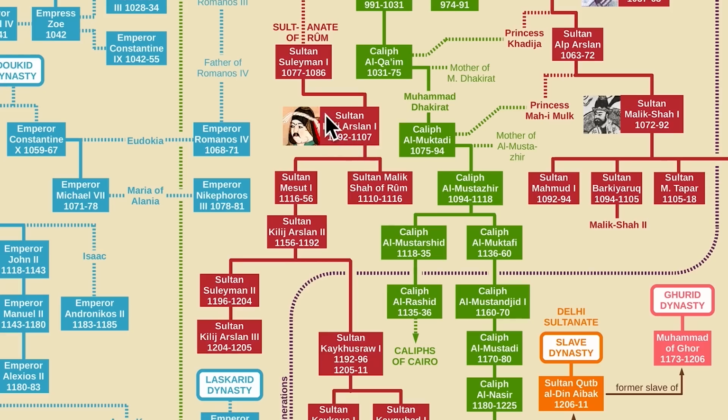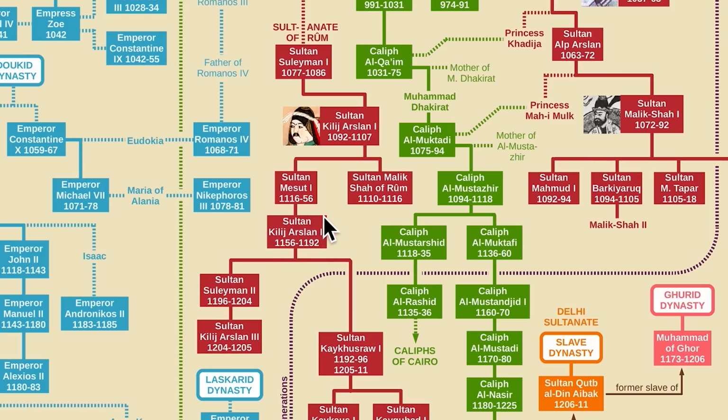After Kilij Arslan I, we get Malik Shah, not to be confused with the more famous Malik Shah over here, and then his brother Masud. Masud was the Seljuk Sultan during the Second Crusade, which he basically won. He was followed by his son Kilij Arslan II, who was involved in the Third Crusade. So basically we have a First Crusade leader, Second Crusade leader, and Third Crusade leader.